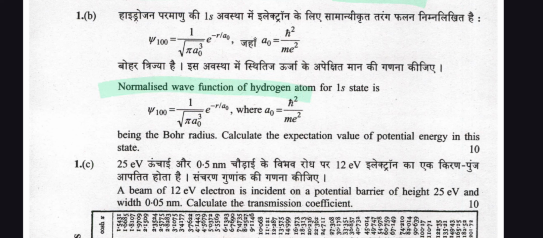Normalize the wave function of a hydrogen atom for the first state, psi 100 is equal to 1 by root pi a naught cube e to the power minus r by a naught, where a naught is equal to h cut square by m e square, being the Bohr radius. Calculate the expectation value of the potential in this state.